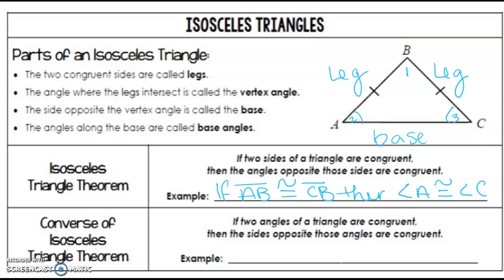two legs are congruent. So the converse of the isosceles triangle theorem is if two angles of a triangle are congruent, then the sides opposite those angles are congruent. So it's kind of just like the backwards version. So if you have angle A and angle C are congruent, then the length AB is congruent to CB.